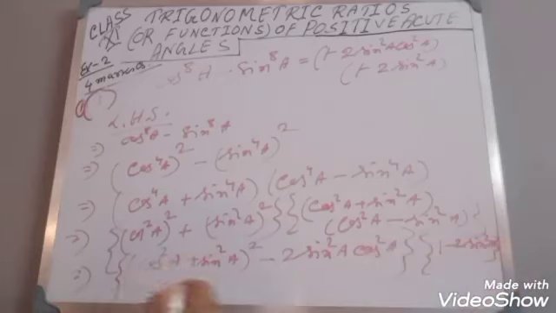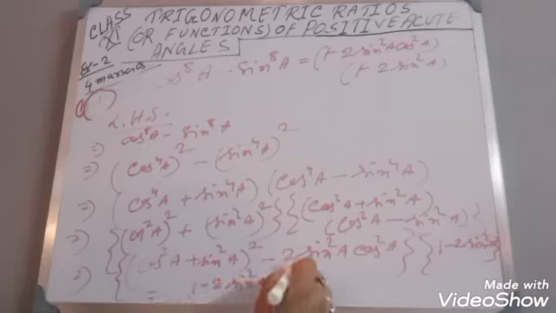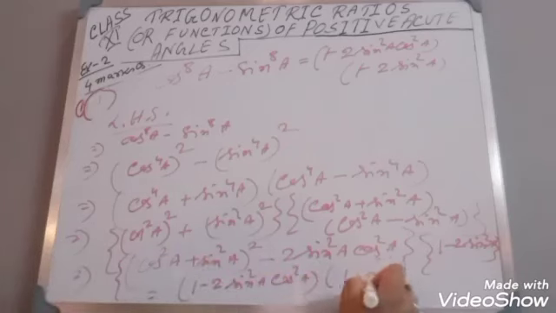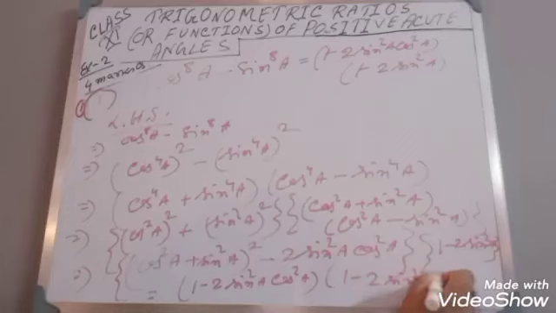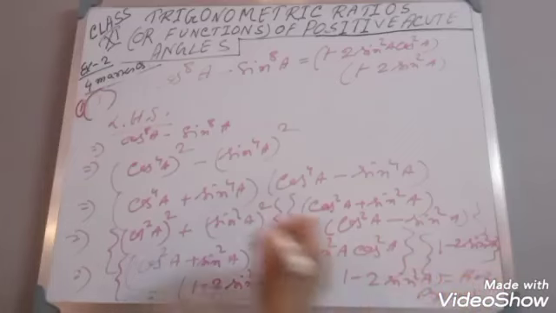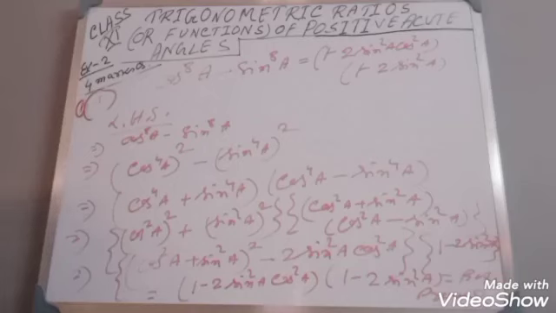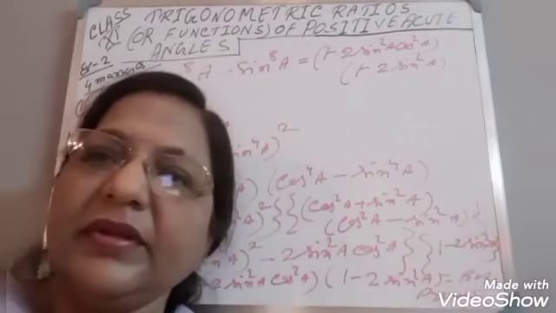Okay. And this part is again 1. So 1 minus 2 sin square a. 1 minus 2 sin square a cos square a into 1 minus 2 sin square a, that is equal to right hand side. So this is also proved. Okay. Now next sum coming with a new video.